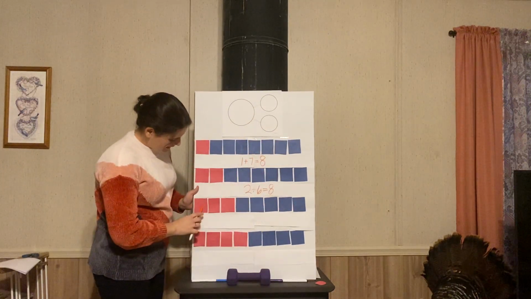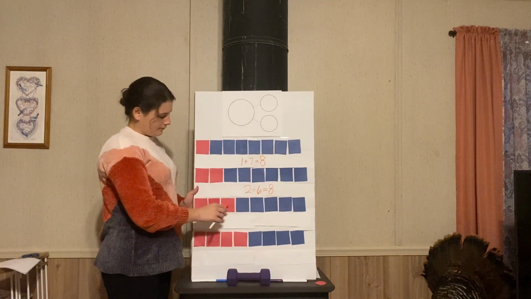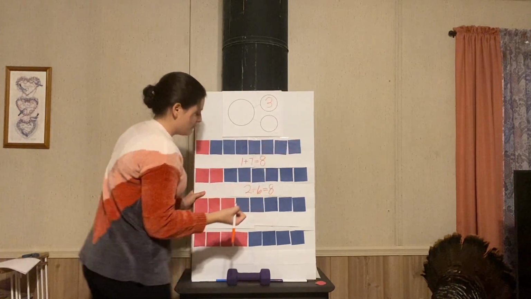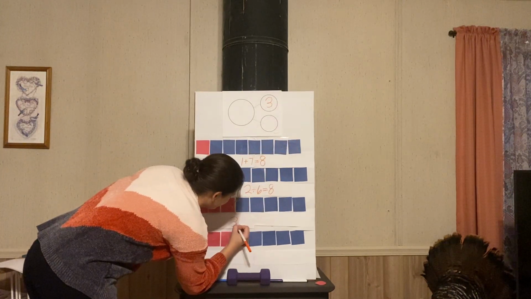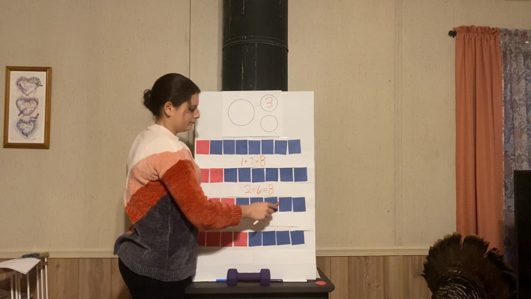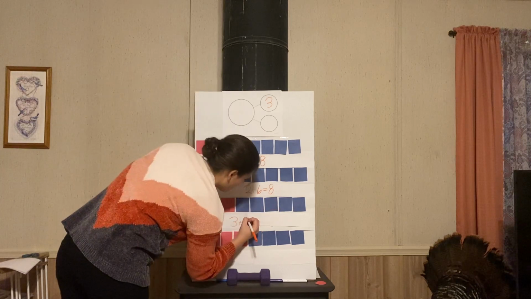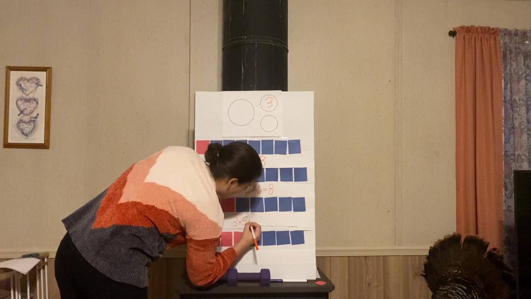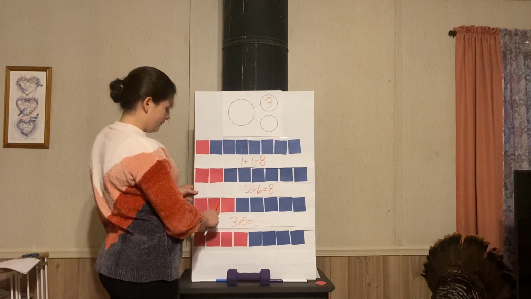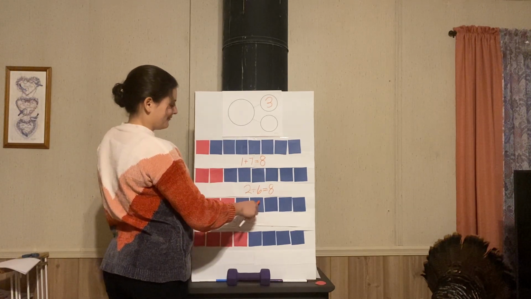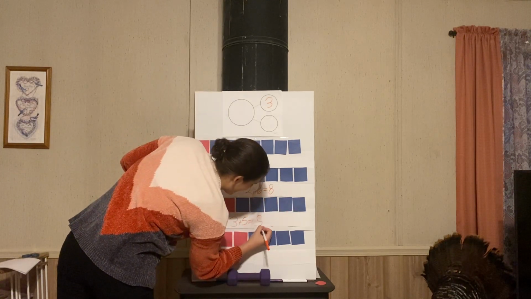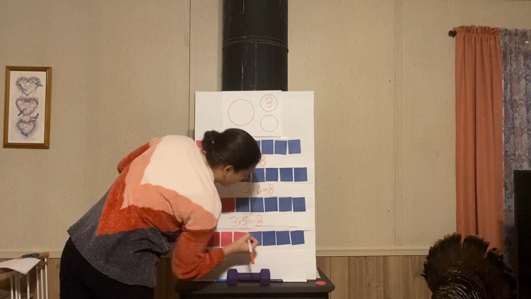Let's count our red blocks down here. 1, 2, 3. We have 3 red blocks plus, let's count our blue blocks. 1, 2, 3, 4, 5. Plus 5 blue blocks. And how many does that equal together? 1, 2, 3, 4, 5, 6, 7, 8. We have 8 blocks all together.